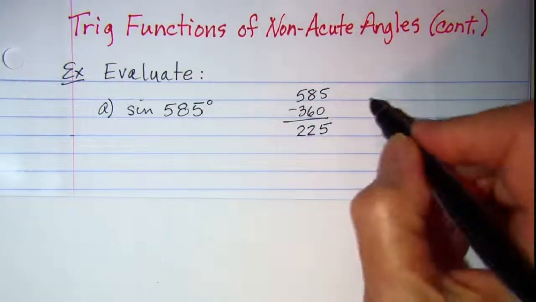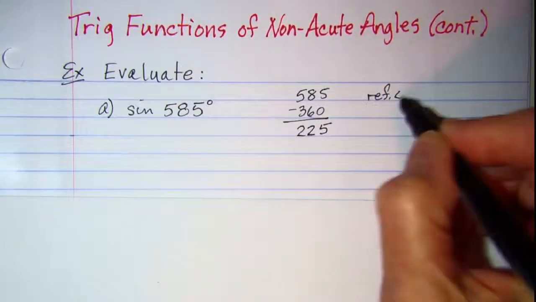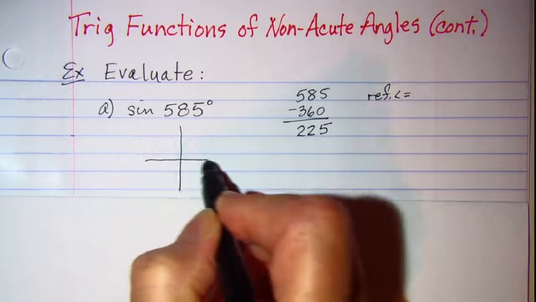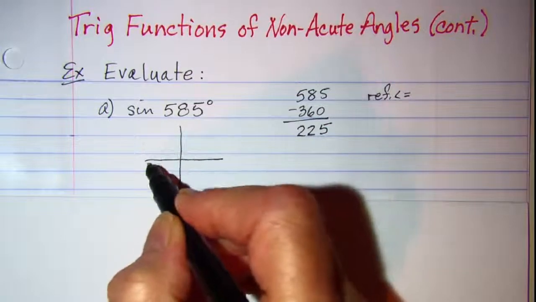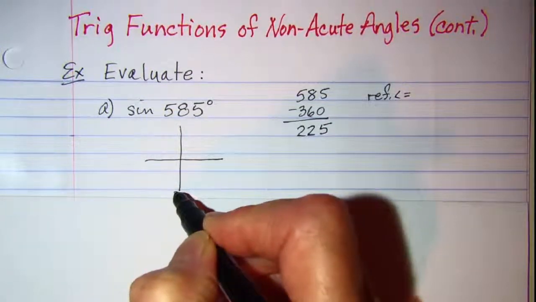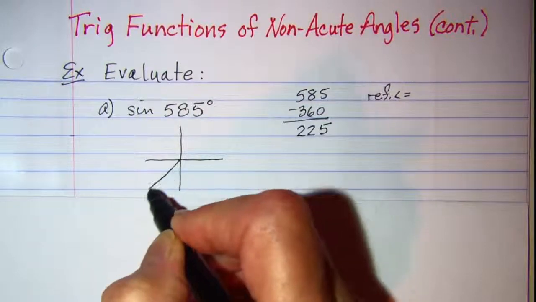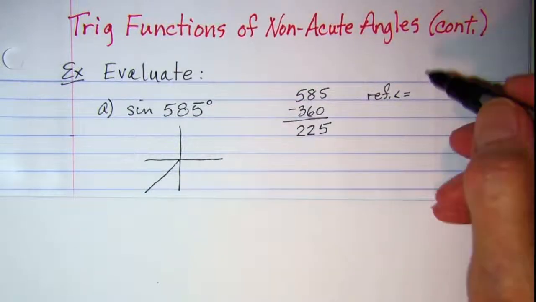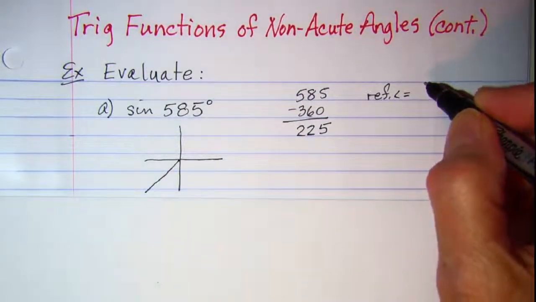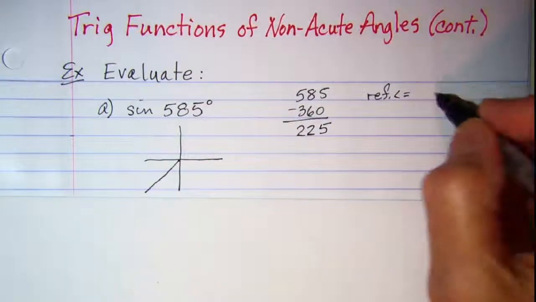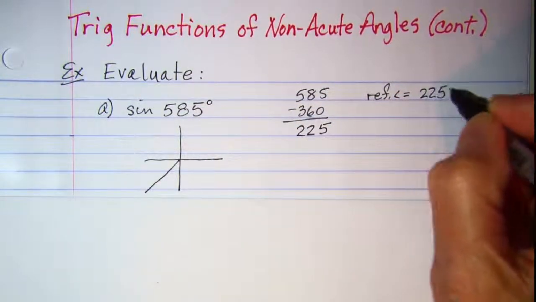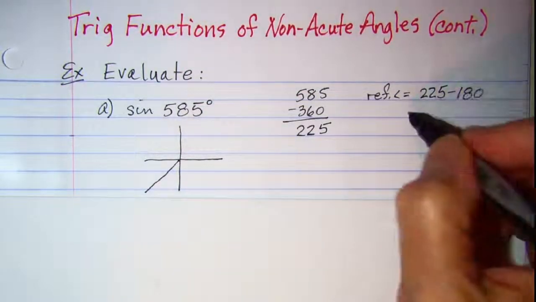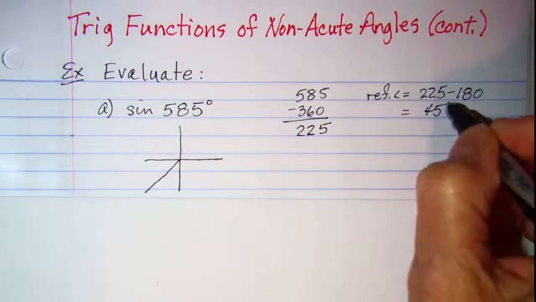Now for our reference angle, 225 is more than 180 and less than 270, so it'll be a terminal side in quadrant 3. So to find our reference angle, we need to take our angle, 225, and subtract 180. So that gives us a reference angle of 45 degrees.